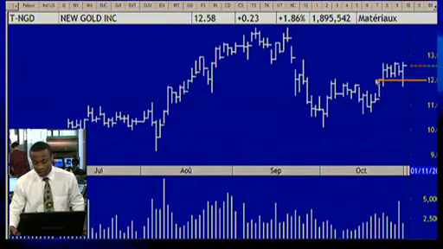So today we're going to talk about the moving average, but before we do, I just want to make a quick reminder of what a support and a resistance are. As you see here, let's take the stock New Gold, NGD on the TSX. This is a support here.